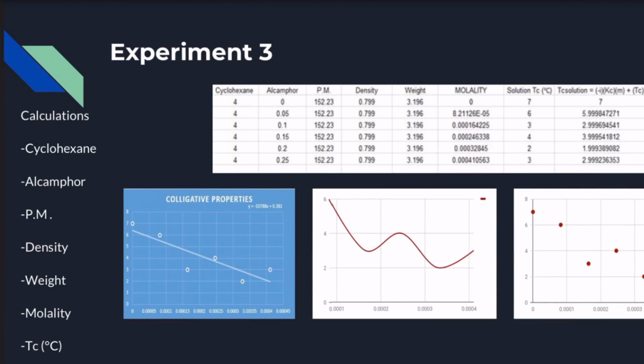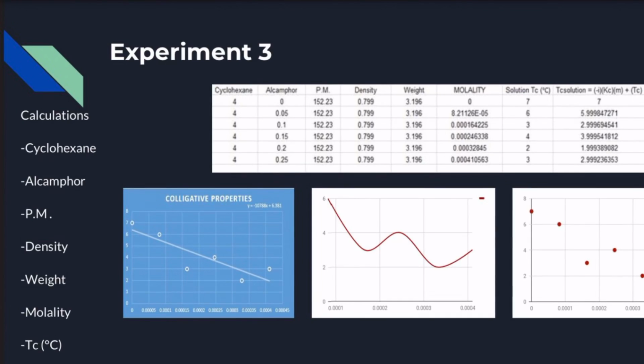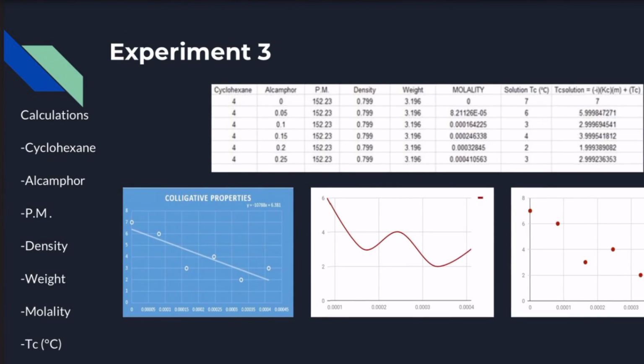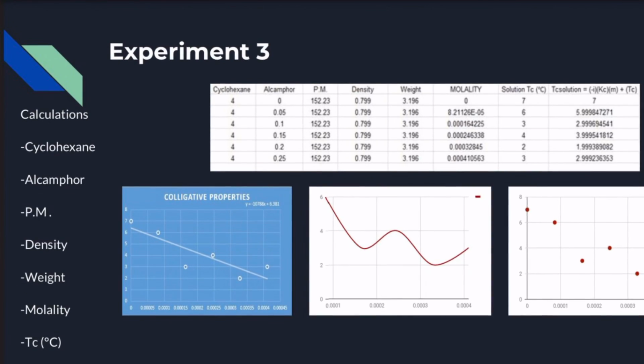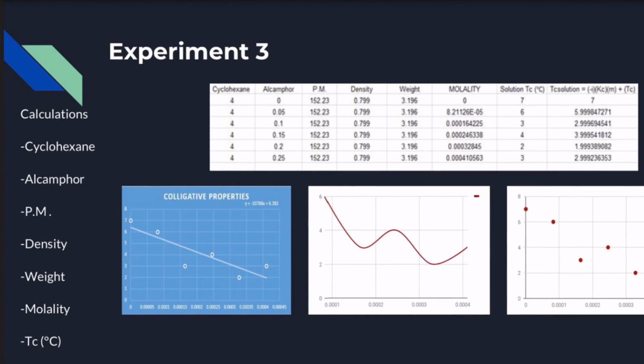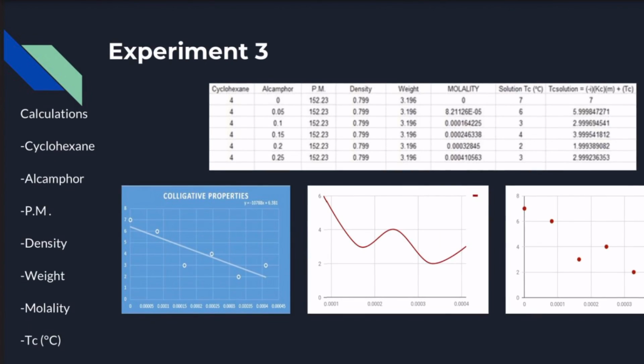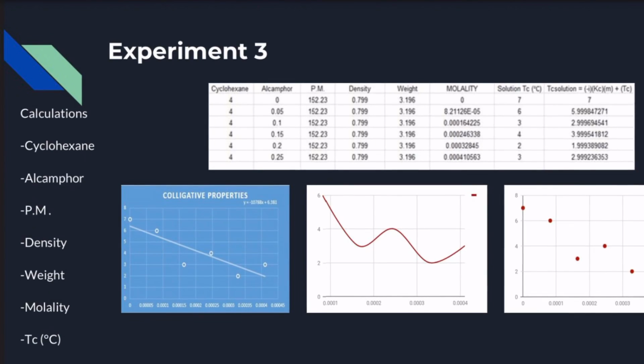The third experiment was about determining the molal constant of fusion. First, in a test tube, we put 4 milliliters of cyclohexane. Then we cooled it with ice and determined its fusion point. After that, we added 0.1 grams of camphor, shook them, and then determined its new fusion point. Then we repeated the last step until we completed a camphor mass of 0.5 grams. Then we determined the constant of fusion of the cyclohexane.